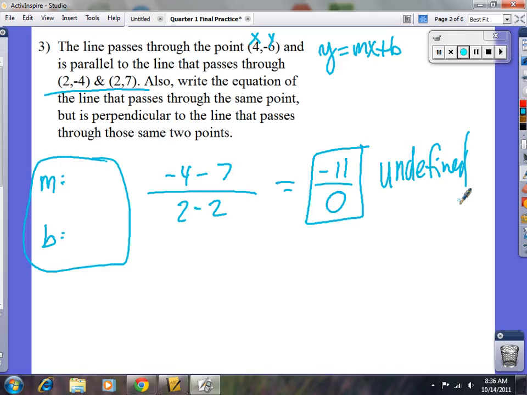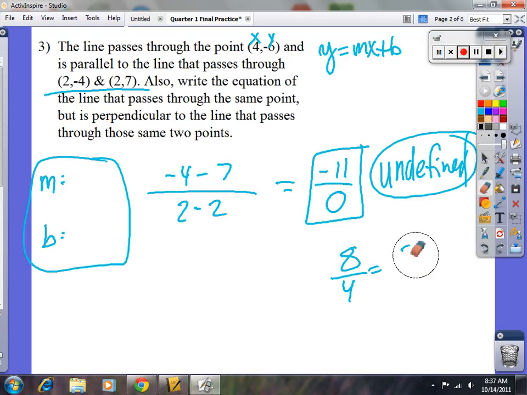Look at this right here. What is 8 divided by 4? 2. Because, go backwards, 2 times 4 equals 8, right? So what number times 0 is going to give you 11? There's nothing. There's no such number. So if you've got 0 on the bottom, that is undefined. Now that's a huge hint. In your mind, as soon as you see undefined, what are you starting to think?